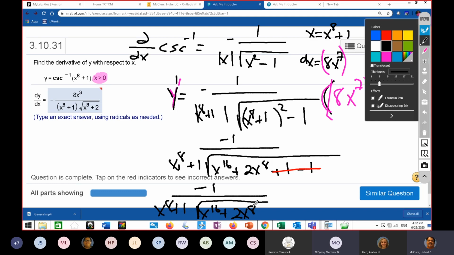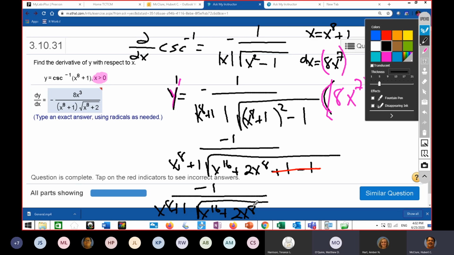Now, the little trick is, what can I factor out of the square root? Now, be careful when you answer this, because if you say it wrong, I'm going to say you're wrong. What can you factor out of the square root of x to the 16th plus 2x to the 8th? So x to the 4th. X to the 8th. The square root of x to the 8th.